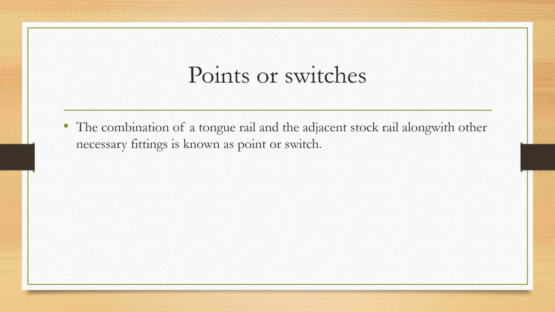Split switches. In this type of switch, a pair of tongue rails is combined with the stock rails. This type of switch provides more lateral rigidity to the turnouts. It can be used on tracks for trains running at high speed. Split switches are mostly used these days.